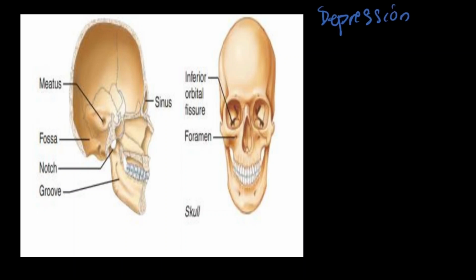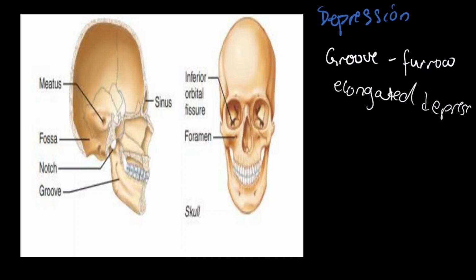The first depression we'd be considering is the groove. The groove is a furrow, and put very simply, the groove is an elongated depression. For example, we have the bicipital groove. We'd go on to see all of this in the upper limb. We have the bicipital groove of the humerus. It's an elongated depression between the greater and lesser tubercle. Right here in this picture, we have a groove here, although it's not so clear, but we can see that we have a groove here in the mandible.